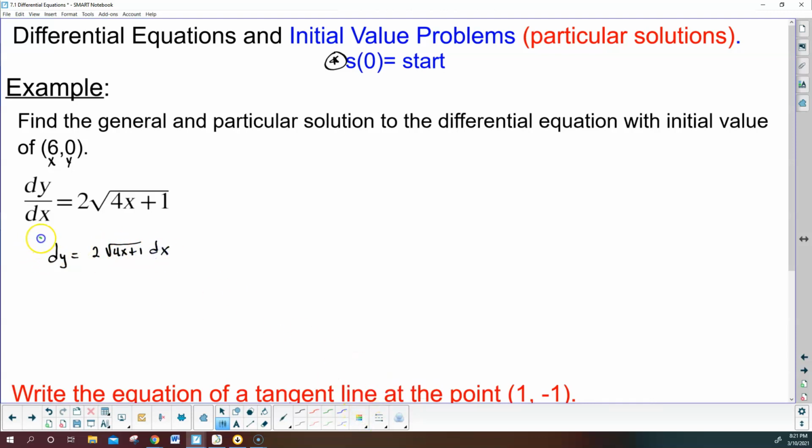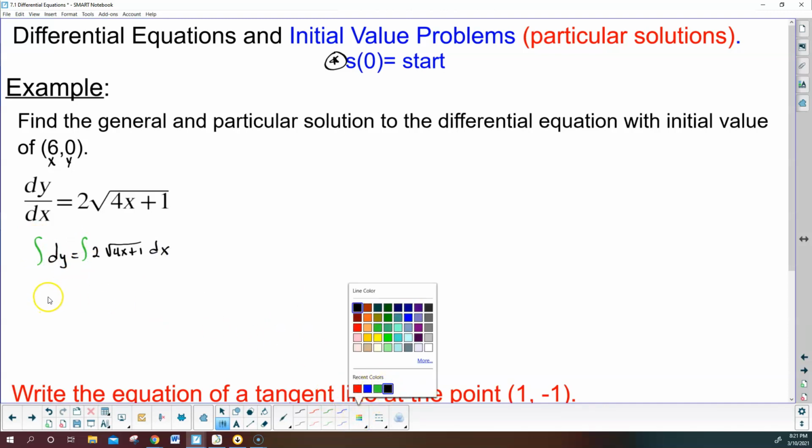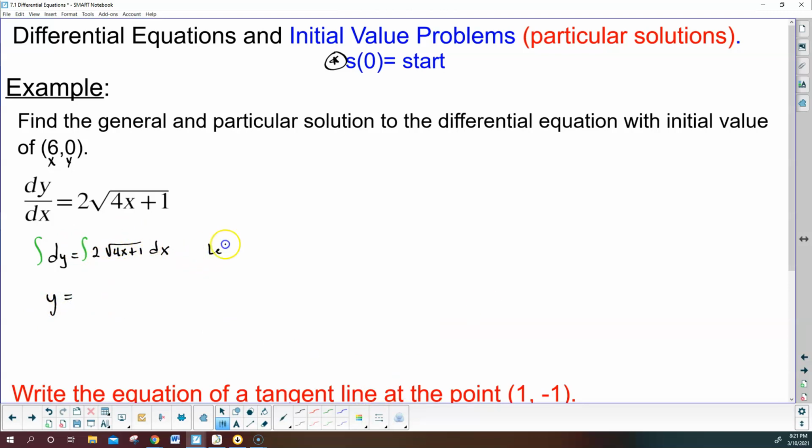And then I'm going to try to integrate both sides. Now, do remember, integration, we know how to do u substitution here. So we might have to do a u substitution to make this easier, which in this case, I'm going to let the bottom 4x plus 1 be u.